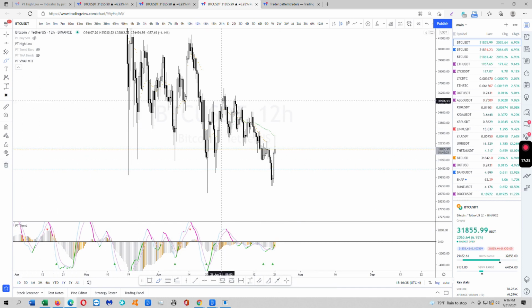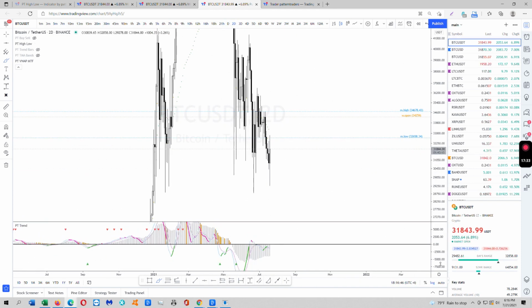Even though macro right now looks bad, I'm just saying, hypothetically speaking, playing the trend right now. I know people are shorting, but I don't know, man. I'm not 100% sold on shorts right now, you know?